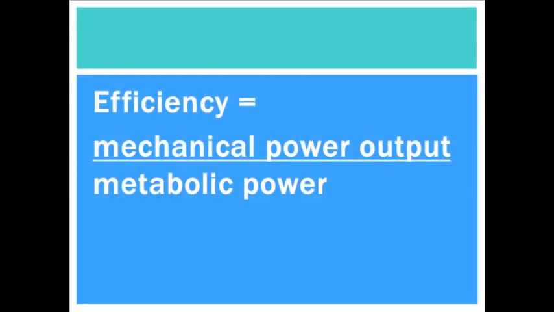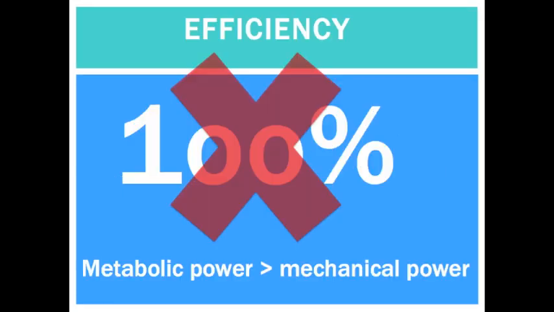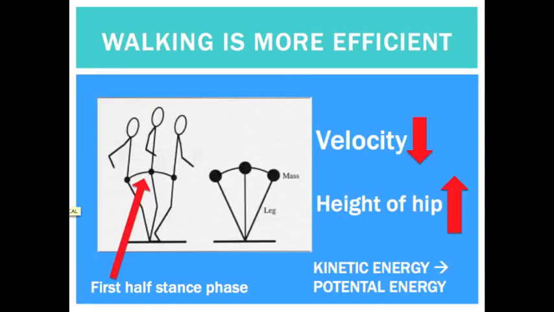Now that I've covered some background information, I will move on to the efficiency of running versus walking. Efficiency is a measure of the ratio of metabolic power to mechanical power. To be more efficient, the goal is to get the greatest amount of mechanical power from your metabolic input. Efficiency is never 100%, however. Metabolic power always exceeds mechanical power. Walking is considered to be more efficient than running.